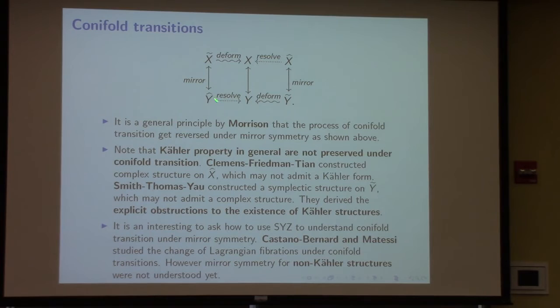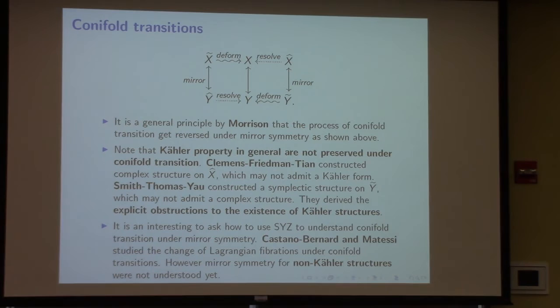If X tilde maps to Y, X maps to Y, and X hat maps to Y tilde. So this is a flow down and then deform, and this is a flow down here and deform. So this gives you an interesting diagram, and it was generally expressly proposed by David Morrison that this process should be reversed under mirror symmetry. So this diagram is principle. So this was checked in some important cases, and so it is interesting that mirror symmetry actually preserves this kind of process.